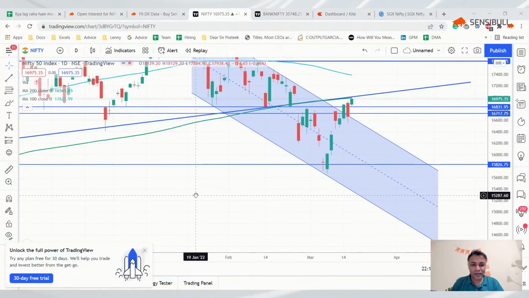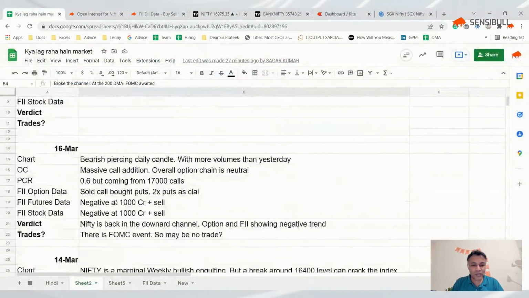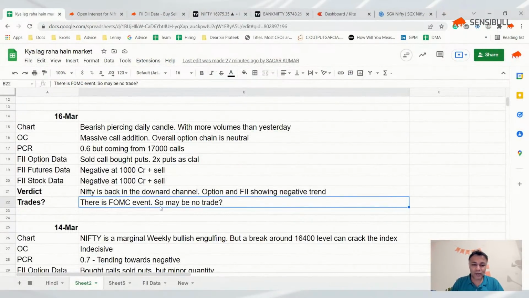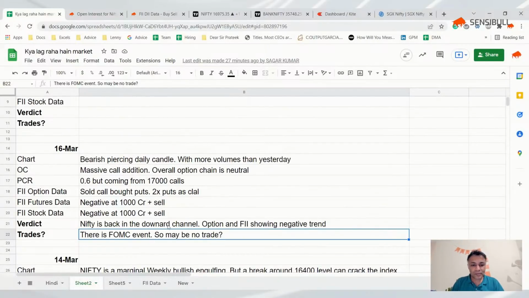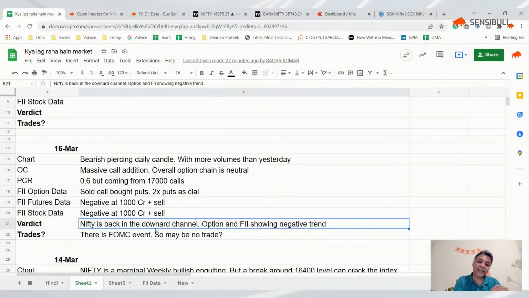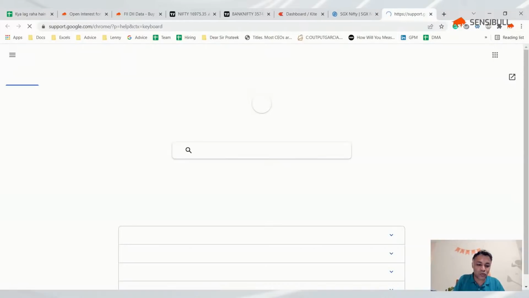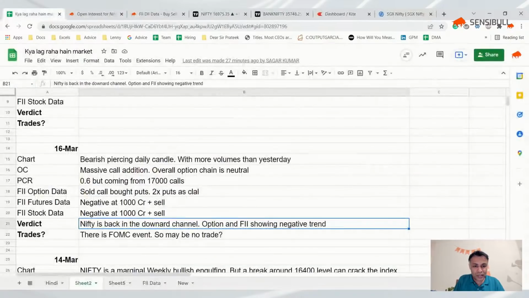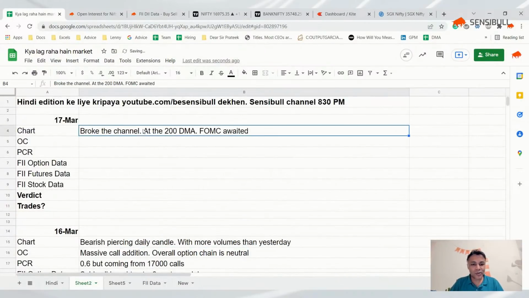And yesterday in the final analysis, we also said that it's better not to trade because today there's an FOMC interest rate decision event, right? So this was our final take. We thought it's back in the downward channel, but we had said that if it opens above yesterday's close, then it is not the case, and we ended it there. So now let's see what it is doing today. It broke the channel. It's above 200 DMA.